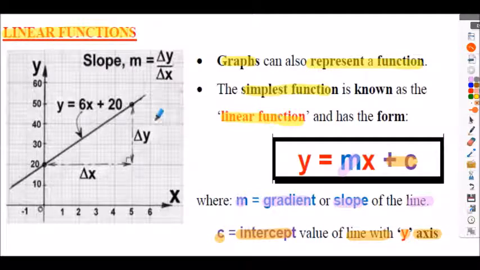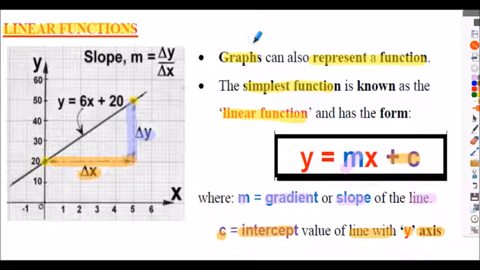To find the gradient of a line, we simply take any 2 points that lie on the line. We work out the vertical distance between the 2 points, often called delta y. We work out the horizontal distance between the 2 points, often termed delta x. And we divide the delta y by the delta x. So that calculates the gradient or the slope of the line m.